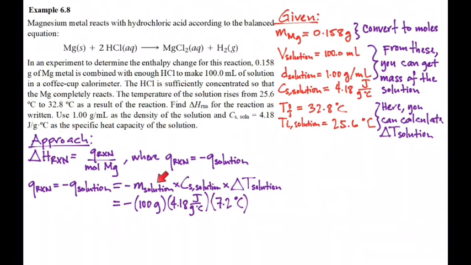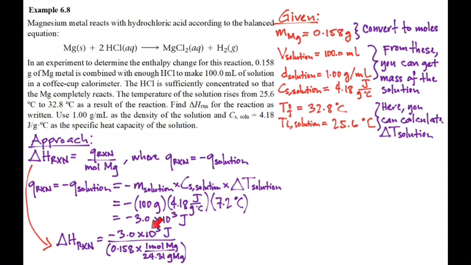So 100 grams for the mass of solution, because we just multiplied 100 milliliters by the density, 1 gram per mL. And this gives us negative 3.0 times 10 to the third joules. Okay, but usually this delta H of reaction is reported in kilojoules per mole, right? So that means that all we have to do now is divide this amount of heat by the moles of magnesium.